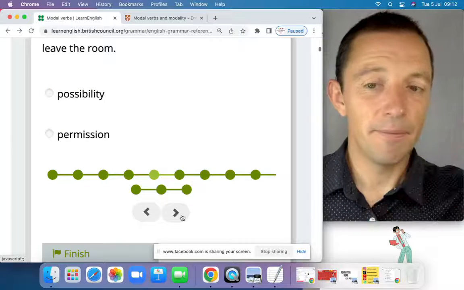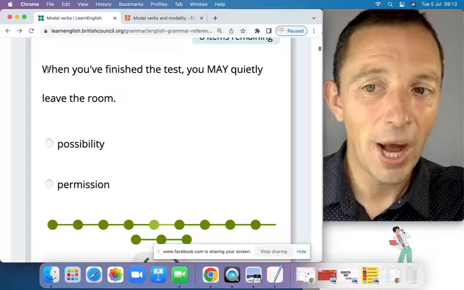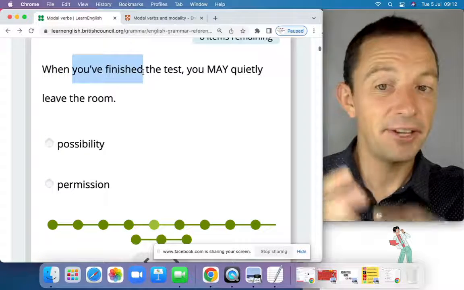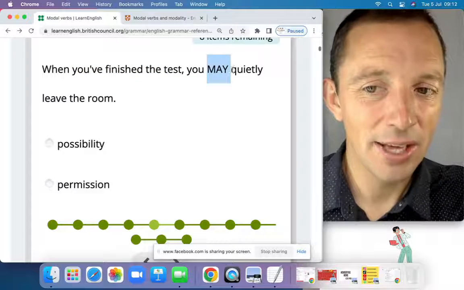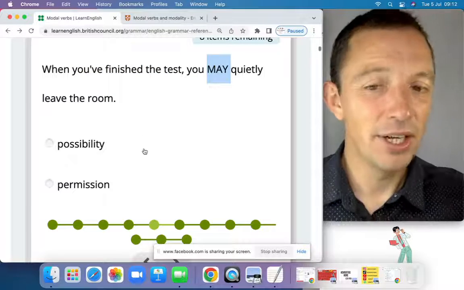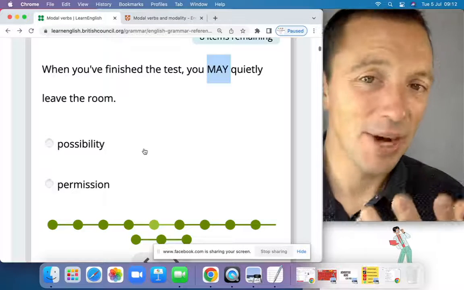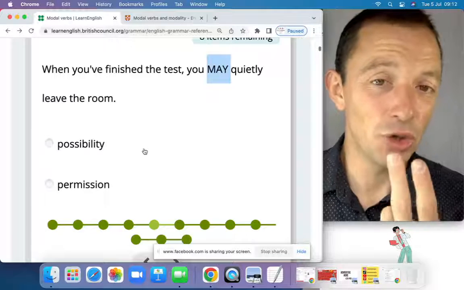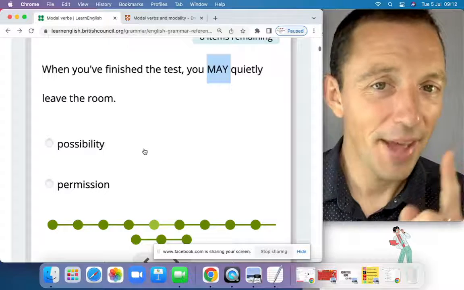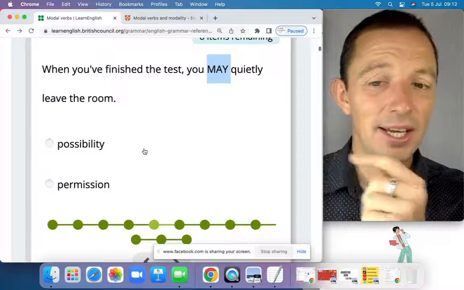Number 5. Okay, sentence. When you have finished, present perfect. When you have finished the test, you may quietly leave the room. So may normally is for possibility. I may go to the cinema, and may is more or less the same as could and might. However, in this sentence, is it possibility or permission?